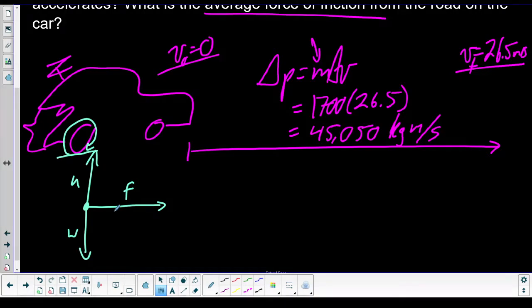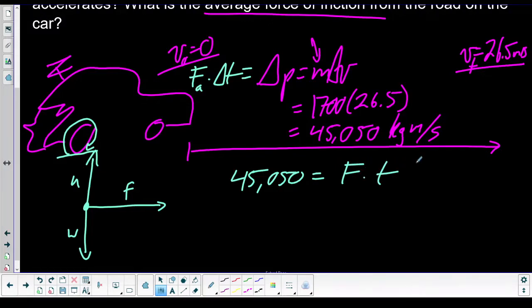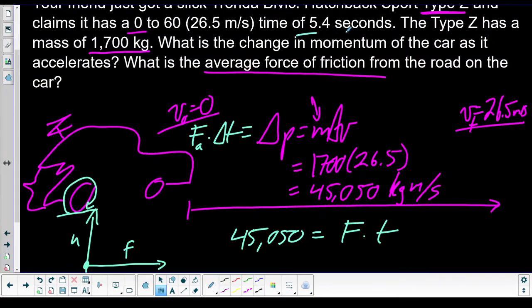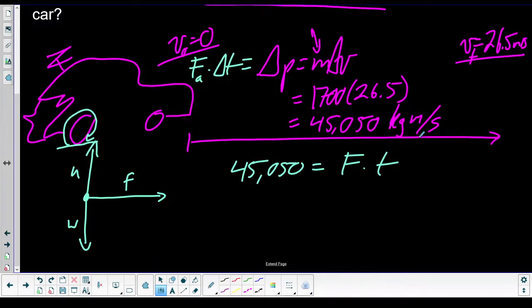So lucky for us, the impulse on an object is also equal to force average, sorry, I don't know why I put a delta there, force average times delta t. So we know the impulse. We have 45,050 equals force times time. Our time is 5.4 seconds. So we just plug that in. So 45,050 equals F times 5.4 seconds.